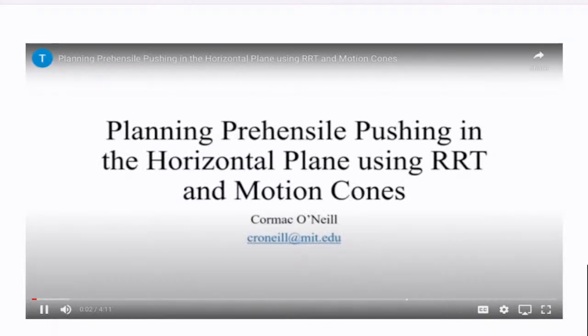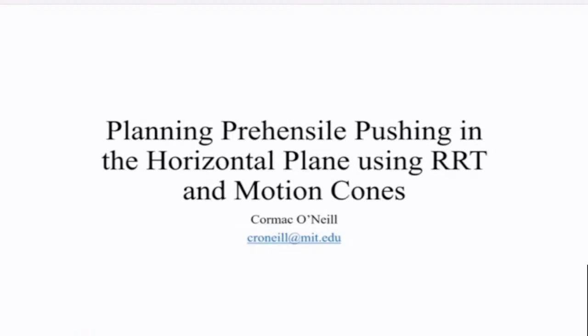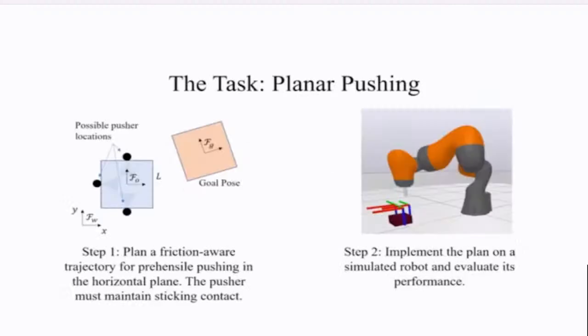This is a summary of my final project on planning prehensile pushing in a horizontal plane using rapidly expanding random trees and motion cones. Pushing is a deceptively complex task, and I chose to focus on a simplified case: pushing a predefined object in a horizontal plane with a point contact, i.e. pushing an object while it rests on the ground. We can split this task into two main steps: developing a friction-aware planner that can find a series of feasible pushes that move a square block from its initial position to some desired goal, and implementing this trajectory on a simulated robot in order to evaluate performance.